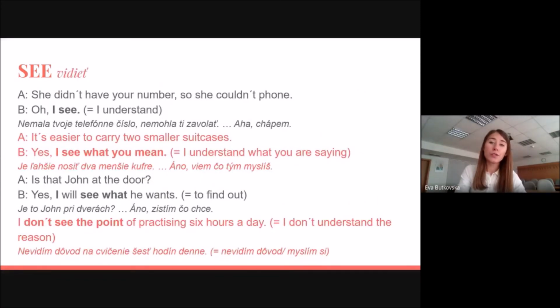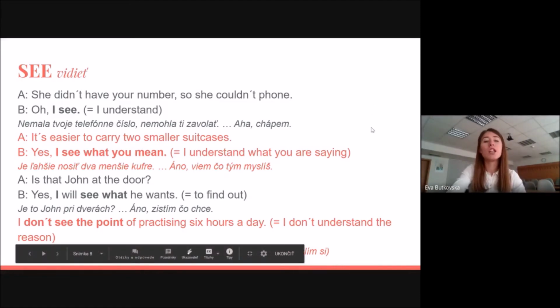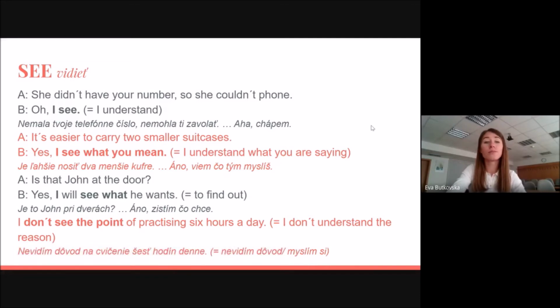To see has two different meanings, to understand and to find out. So let's study the example conversation. She didn't have your number, so she couldn't phone. Oh, I see. So we use the verb I see as I understand. The second example, it's easier to carry two smaller suitcases. Yes, I see what you mean. Or you can say, yes, I understand what you are saying or what you mean. But it's better to use, yes, I see what you mean. So that was the second meaning of see, I understand.